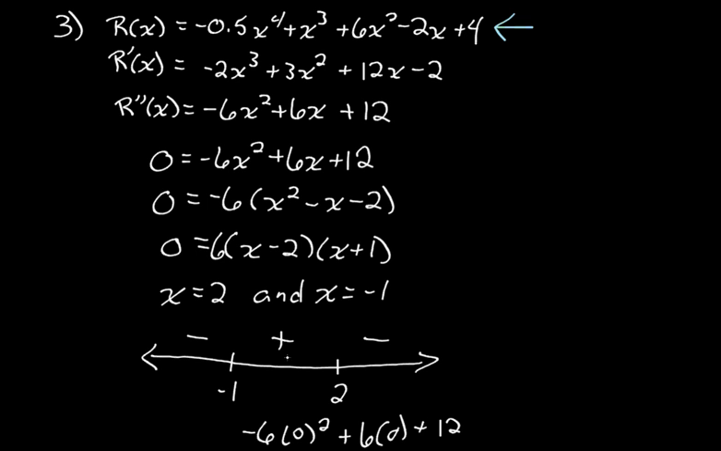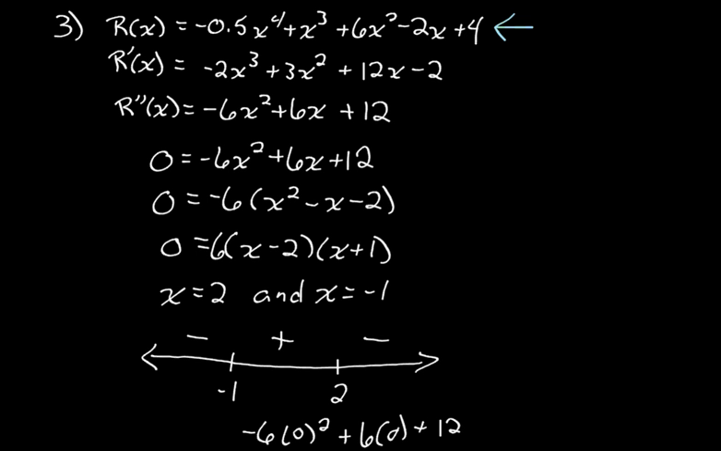Plugging 0 into my second derivative gives me the value of 12, which is positive, so I know it's concave up between -1 and 2. And so I know it's concave down below -1 and concave down above 2. Whatever kind of interval notation you want to use for that, go for it.